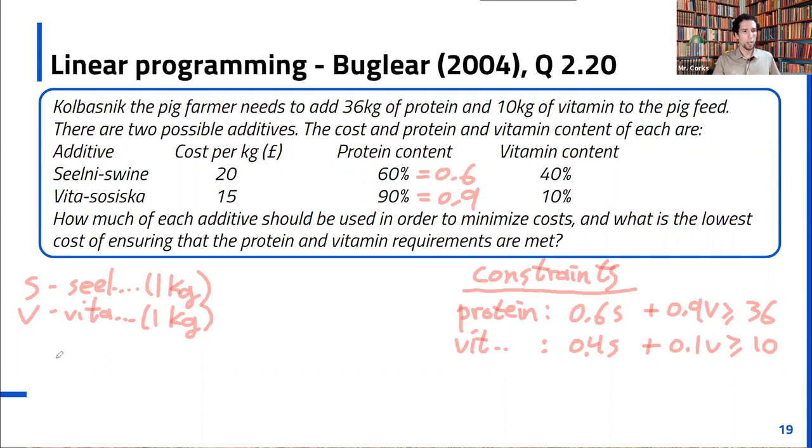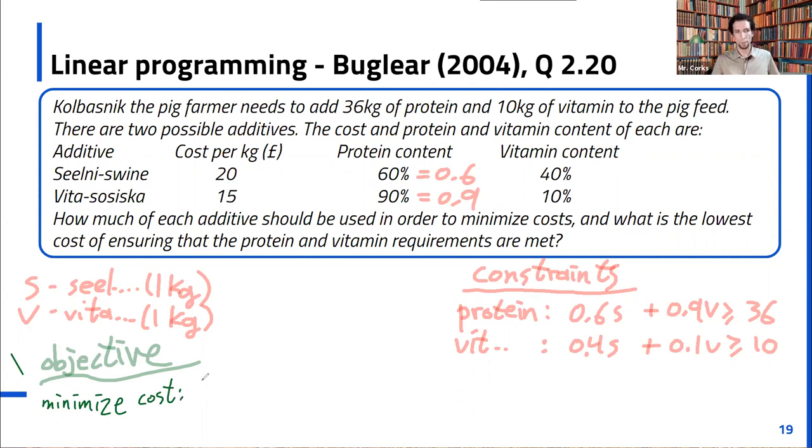Okay, good. And our objective here. What is our objective? Minimize costs. Okay, so minimize costs. And how are we calculating cost? 20S plus 15V. Okay, good. So everything seems like it's set up and it is working.